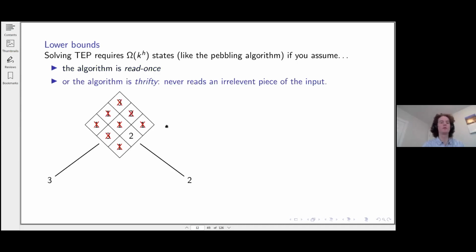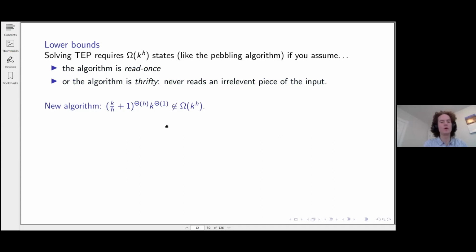Also, if you assume that the algorithm is thrifty, that gives us a lower bound. Thrifty means that it never reads a piece of the input that doesn't matter. So in this example, our node's two children are equal to 3 and 2. That means that the only entry in the node's table that matters is the entry at row 3, column 2. So a thrifty algorithm is never allowed to even look at any of the other cells in this table.